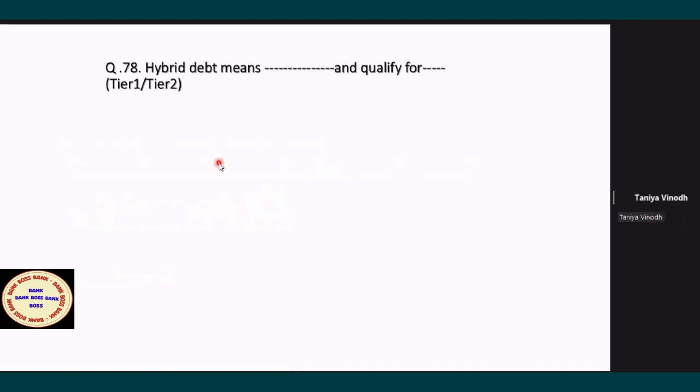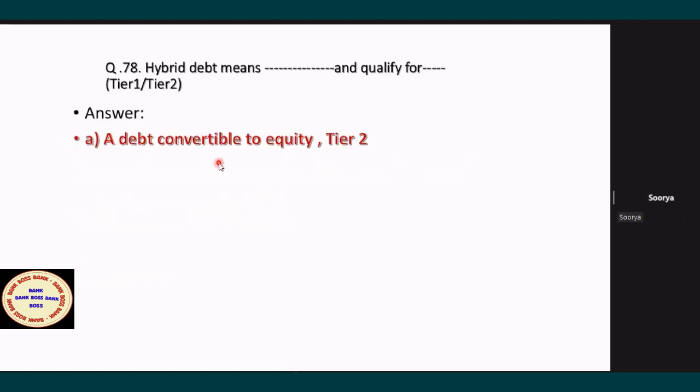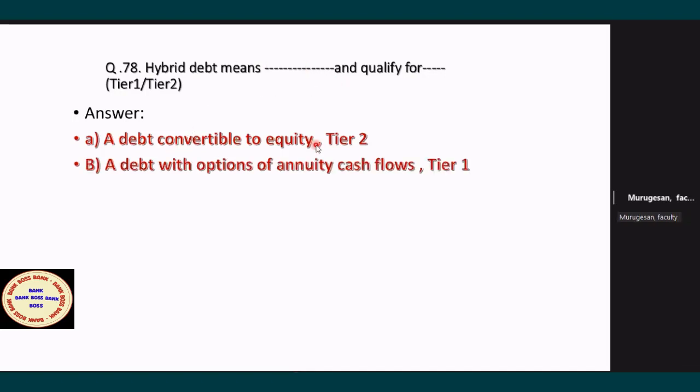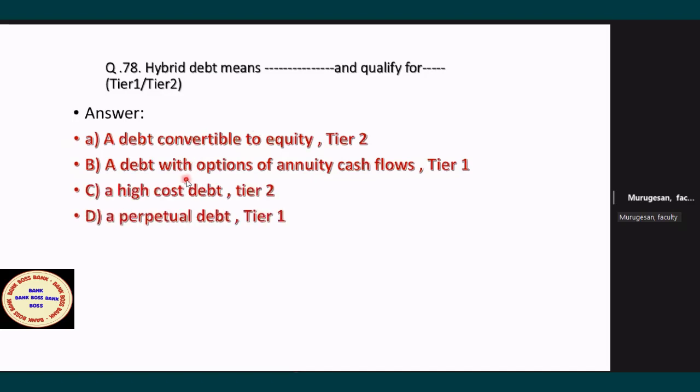Debt convertible to equity. Tier 2. The first blank, Tier 2 only. Debt convertible to equity, Tier 2. Debt with options of annuity cash flow, that is not the meaning of hybrid debt. High cost debt, that is not hybrid. A is the answer. So the answer is A.